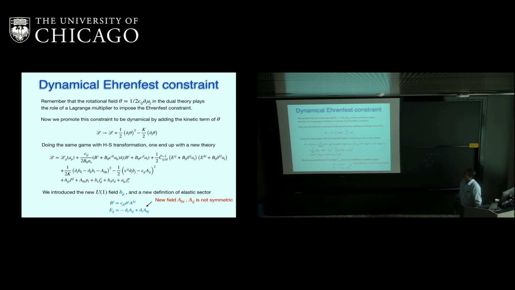So let's remember that the rotational field theta in the dual theory plays the role of a Lagrange multiplier to impose an Ehrenfest constraint, that is epsilon ij sigma ij equal to 0. Now we promote this constraint to be dynamical by adding a kinetic term for this theta. And we can do the same Hubbard-Stratonovich transformation, and here is the second dual theory.